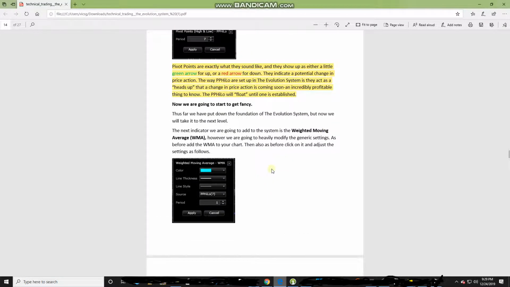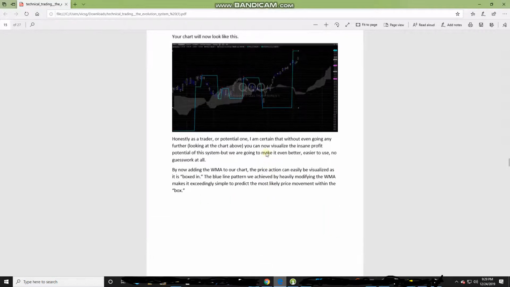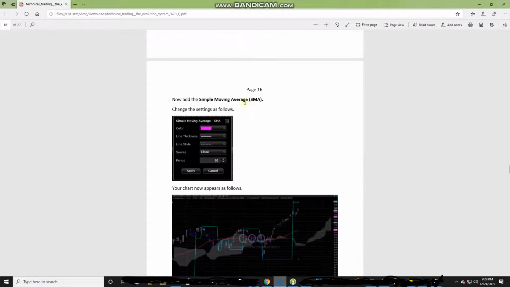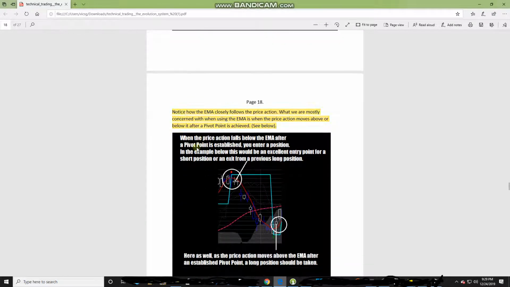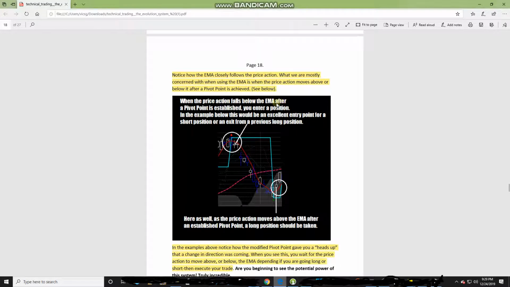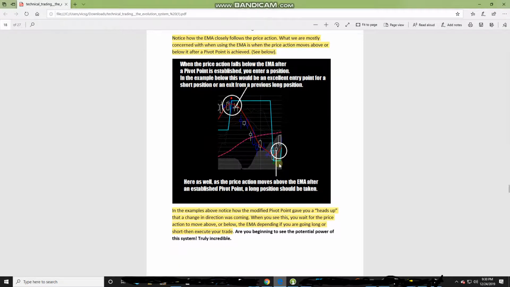So we add the WMA, the weighted moving average, then the simple moving average, and the exponential moving average is set up. Basically, when price action falls below the EMA after a pivot point is established, you enter a position. Remember, the pivot point was our heads up, then we see price action fall below the EMA, and you enter. In this example, you can see we had the red arrow, and then this red line, which is the EMA. You see price fall below it, a daily close below that red line. That's when you get in, and you can follow it all the way until you see a green arrow again.